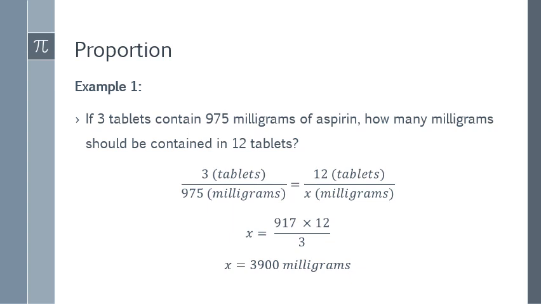So 12 upon x. Now if we cross multiply it, putting x on one side, 3 on the other side and 975 on the other side, x will be equal to 975 into 12 divided by 3, and the resultant value will be 3900 milligrams. So 12 tablets will contain 3900 milligrams of the drug.